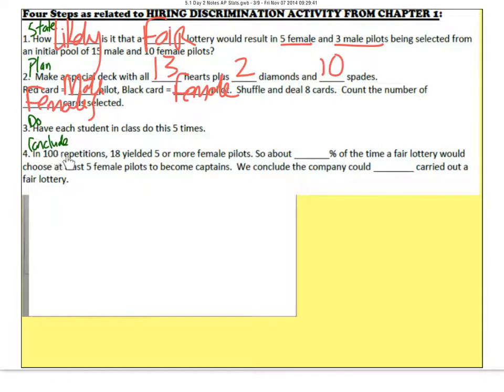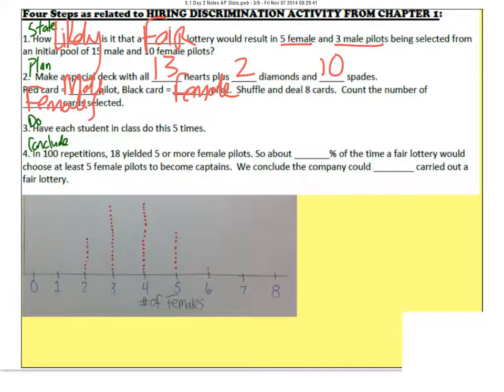So then in 100 repetitions, we could actually make our conclusion. Let's go ahead and do the simulation. Assume that all of those trials have taken place. Here's what the results looked like. We ran the simulation and counted how many females, and here's our dot plot.